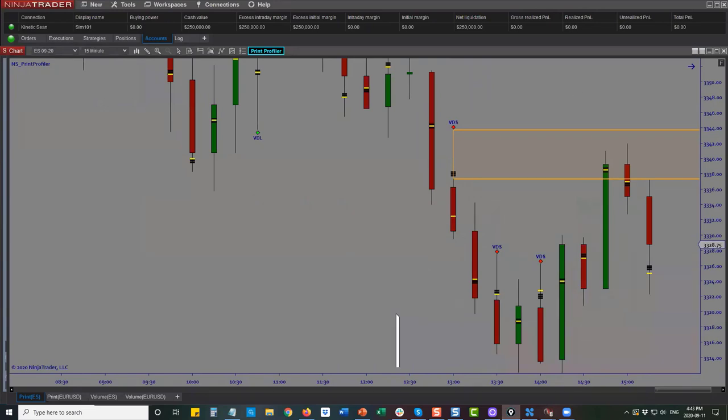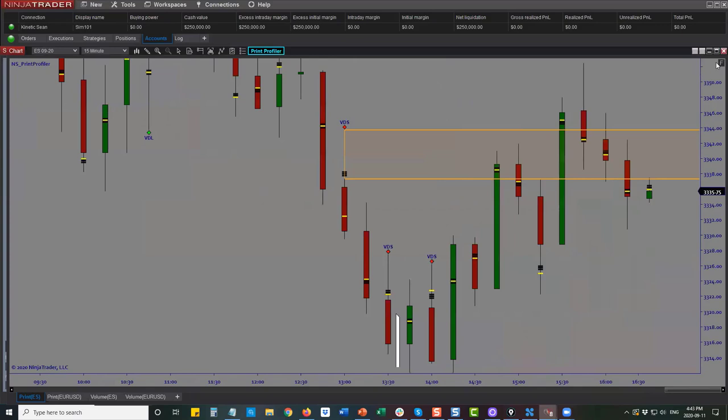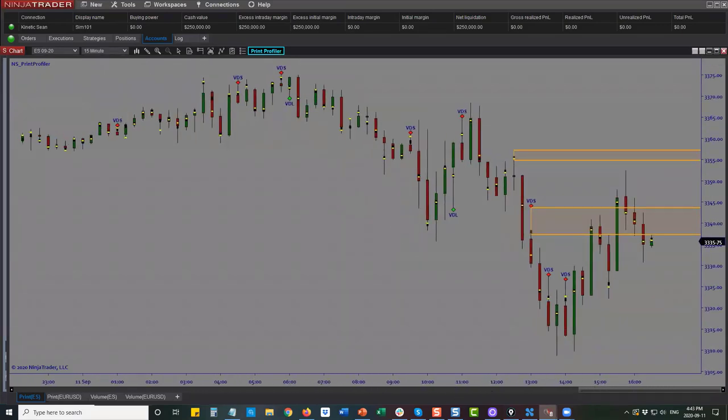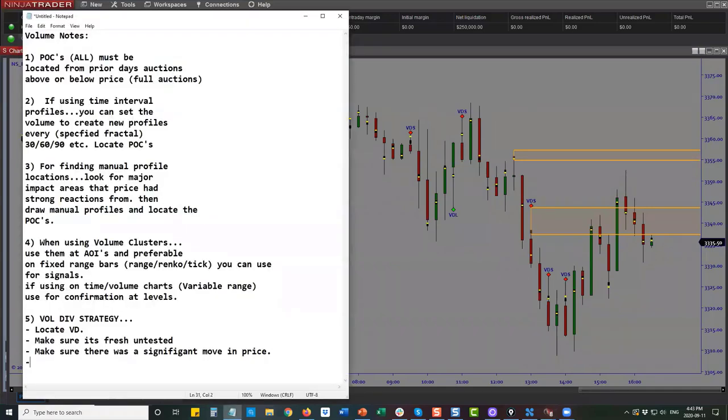What do you guys notice here? What do you guys notice, a theme around some of the stuff that I've been teaching here? What is the theme? So draw your lines. Trade with direction.